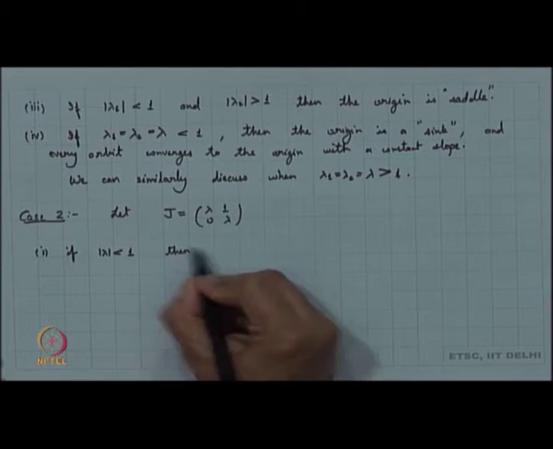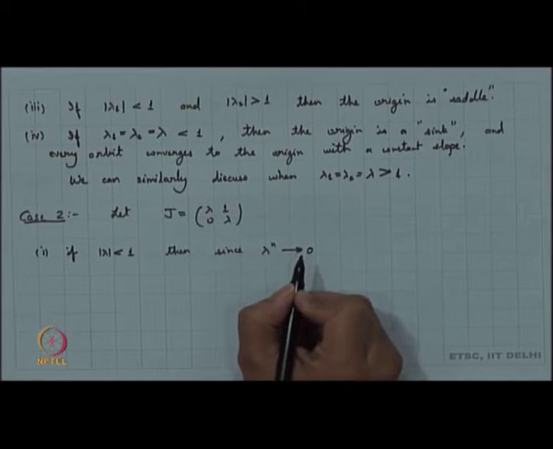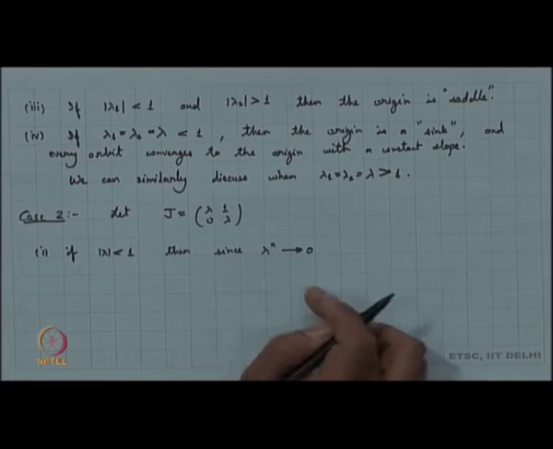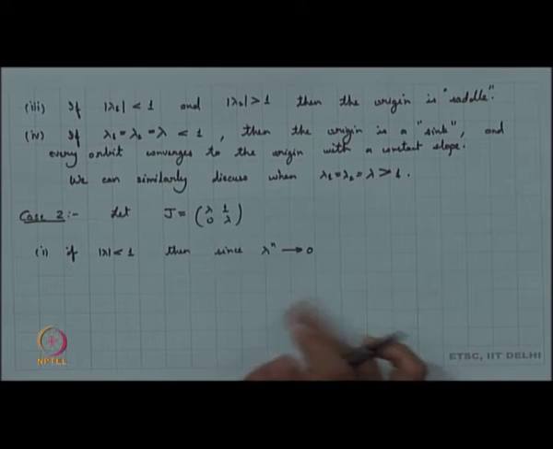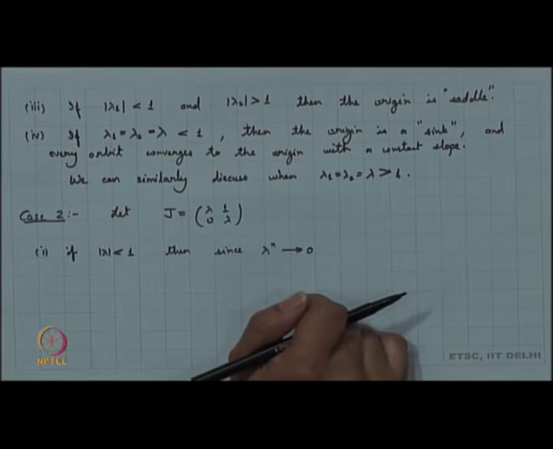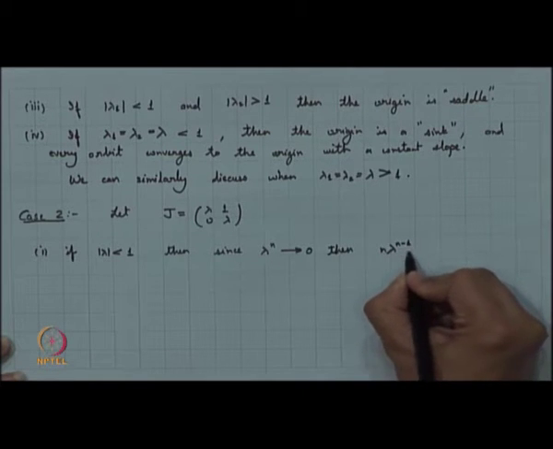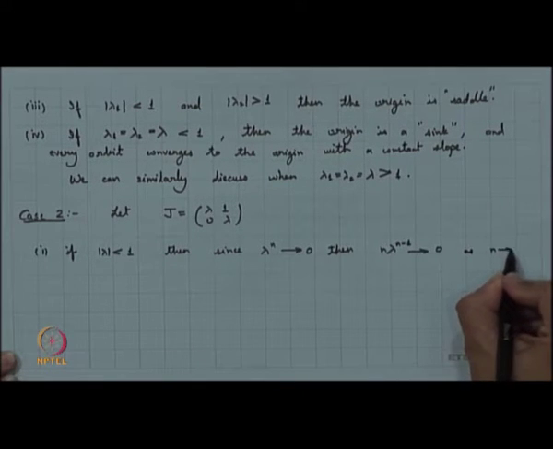If mod of lambda is less than 1, then since my lambda to the power n is converging to 0, it can either converge monotonically or it can switch over and converge to 0, both are possible. So, lambda to the power n is converging to 0, and we use L'Hopital's rule here, looking into the derivative, which means that n times lambda to the power n minus 1 is also converging to 0. This happens as n tends to infinity.